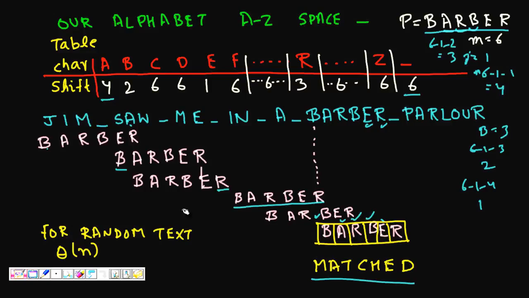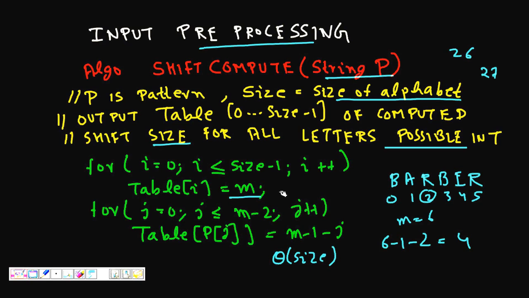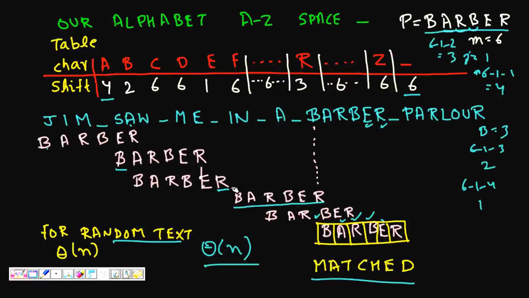Okay, so now for any random text, this requires theta of n time for finding the match. Okay, so this is the average running time for finding the pattern. And if you see, this table creation is just done once, and that's called the pre-processing, and it will be taking time of theta of the size of the alphabet. Okay, so this is running just once, then after that you can match the pattern in theta n time. Okay, so that is great news.